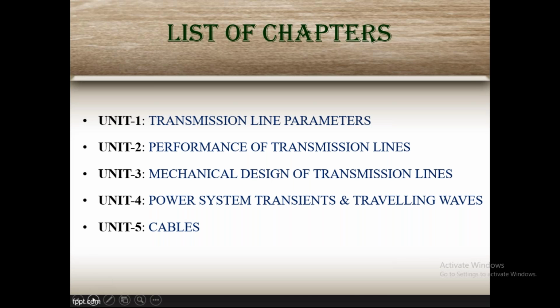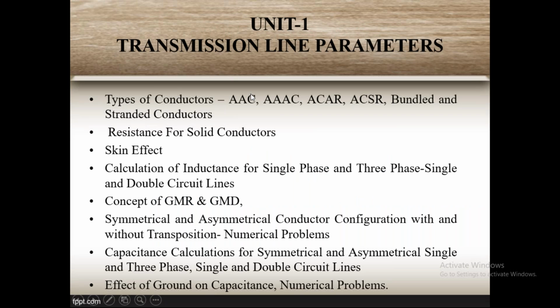The first one is unit 1, transmission line parameters. You already know the electrical parameters: resistance, inductance, capacitance. These are called parameters. You are going to study the resistance value, the inductance value, and the capacitance value that we have to arrive at for the transmission lines. Here, let me see it topic wise.